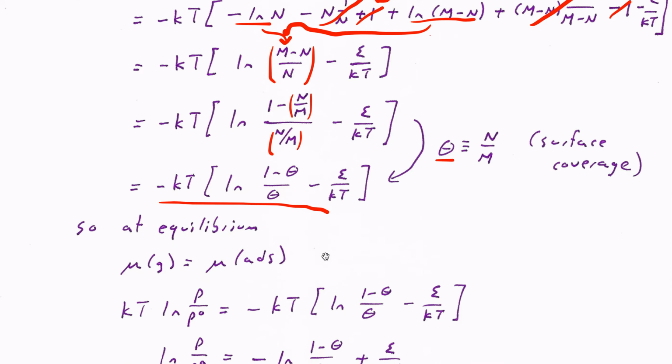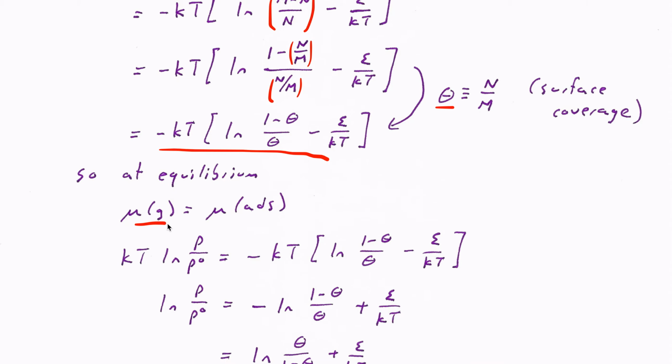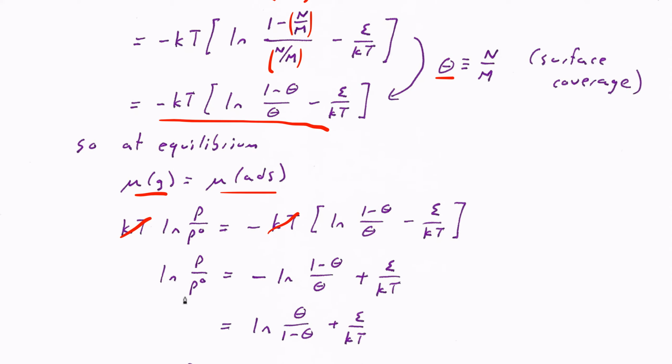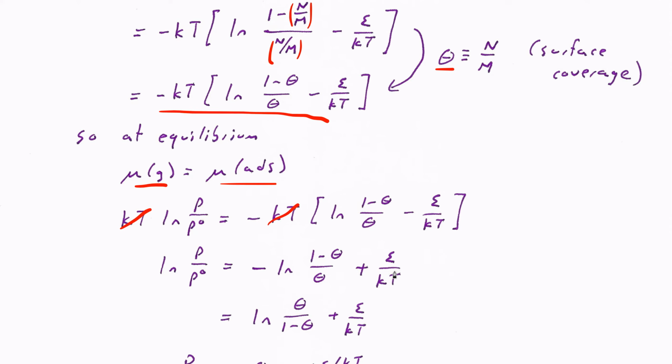So now it's time to go back to our equilibrium condition and say the chemical potential of the gas is equal to the chemical potential of the adsorbed species. We've just calculated the chemical potential of the adsorbed species. If we set that equal to the chemical potential in the gas phase that we had written down earlier, both those terms have a kT in them, so let's just cancel the kTs. And I've got log of pressure on the left is equal to this expression involving surface coverages and the binding energy on the right. The negative log I can use to invert the ratio, so it's the log of theta over 1 minus theta. So I've turned the argument of the log upside down.